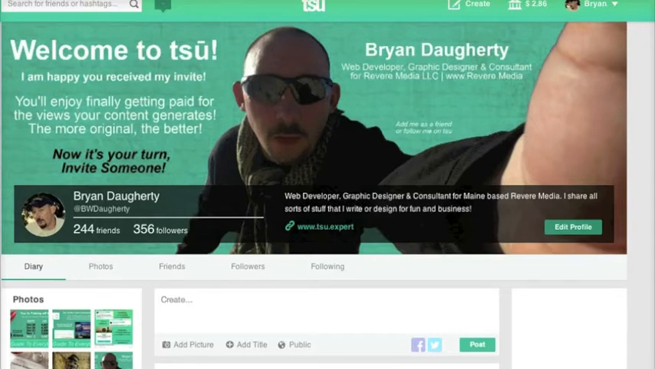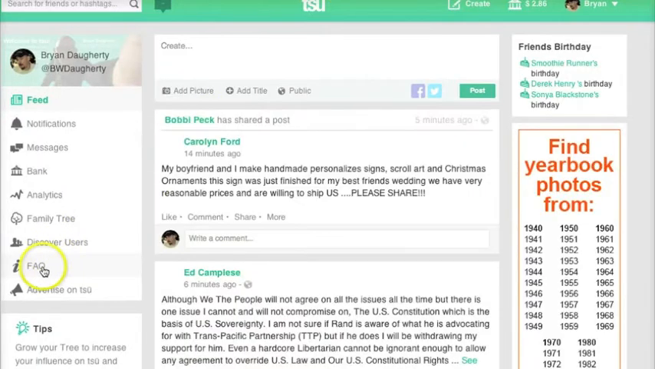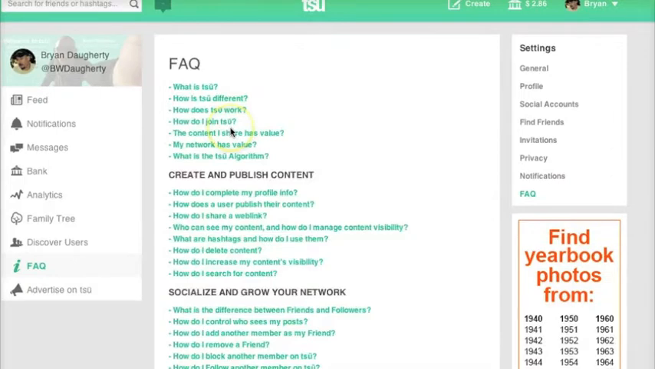I had some questions regarding the money piece. Everybody wants information on how to show me the money. So I'm going to talk about that by clicking on the Tsu symbol at the top of the screen and going to the frequently asked questions.